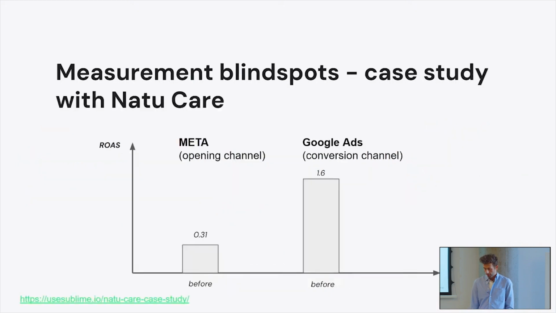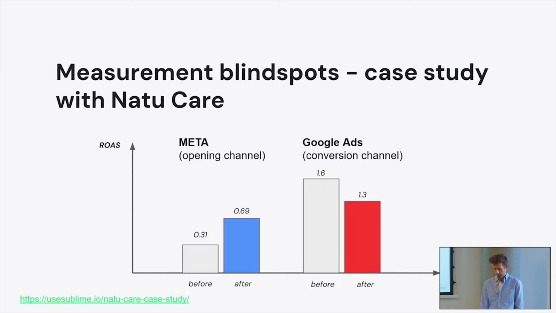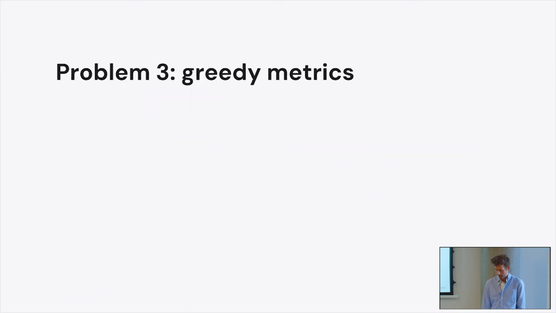And when it comes to some real life results, we have a case study which was done with Natucare, a supplementation brand, which shows how different are the results of channels depending on whether they are opening channels, upper funnel channels, or more lower funnel, before applying any methods to remove those blind spots, and after. So in this case study, we were able to limit the blind spots so that the meta channel was twice better than before. And if you're interested more, there's this case study published on our website.